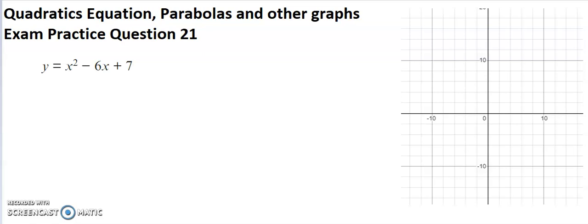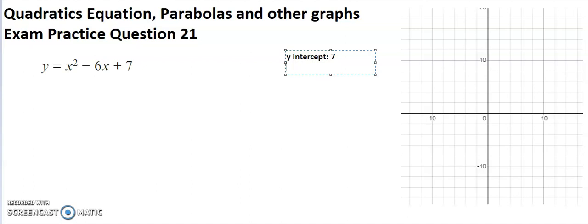Quadratic equation, parabolas and other graphs. Exam practice question 21. So we are going to be graphing y equals x squared minus 6x plus 7. So the first thing I'm going to think about is my y-intercept. My y-intercept is c, so it's 7. And that's because when x is 0, everything else is 0 and leaves you just c.